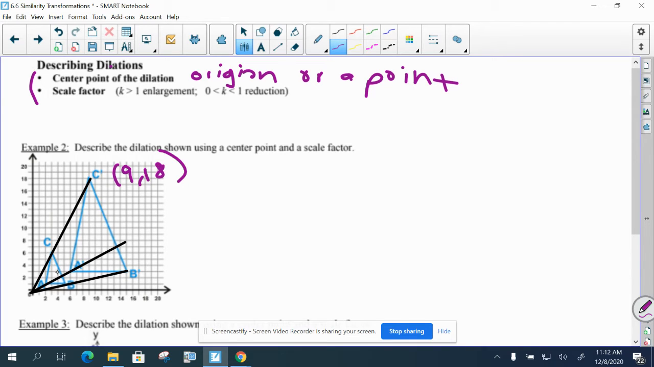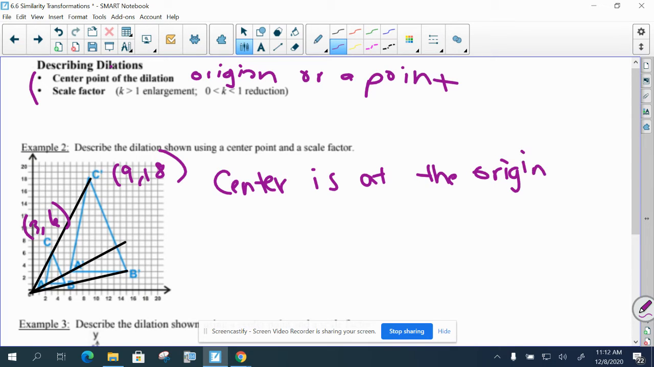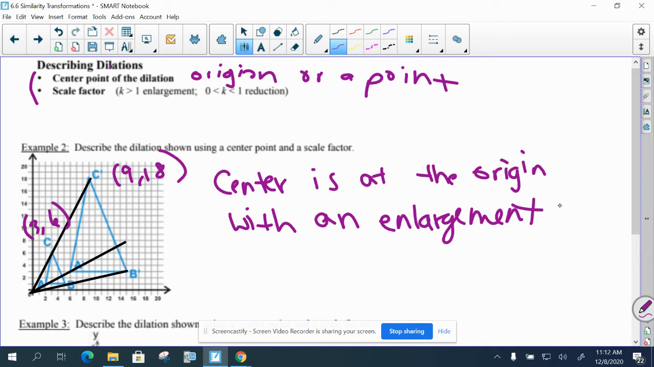And then C is 3, 6. So it looks like you've got a center of dilation at the origin with a scale factor of 3. So center is at the origin with an enlargement with a scale factor equal to 3.